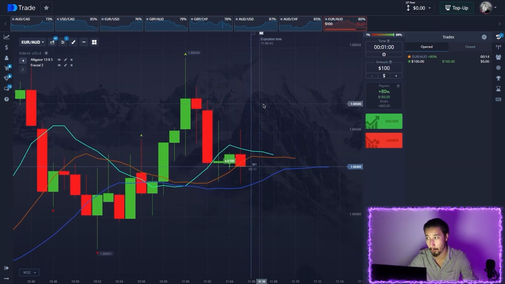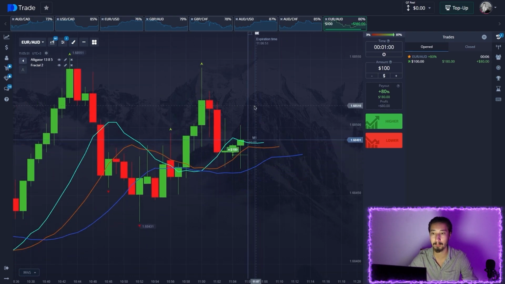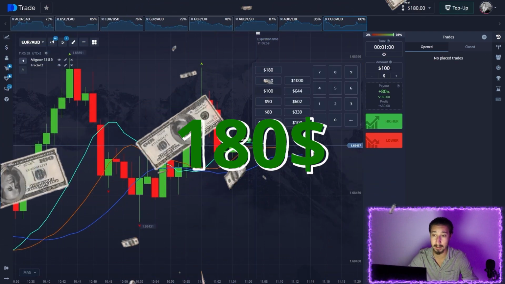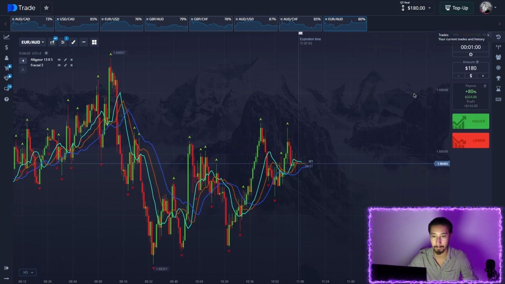We have 40 seconds remaining. All sliding lines of our Alligator are directed upward, so it's better to open a position here in the direction of the upward trend. Actually, as I said earlier, our first position is in profit, guys. Let's change the amount. All right.